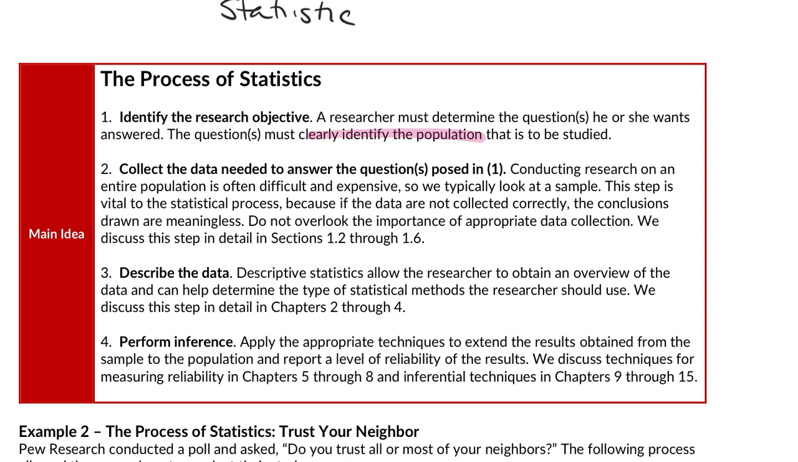Number 2, we're going to actually collect the data needed to answer the question posed in number 1. Conducting research on an entire population is often difficult and expensive, so we typically look at just a sample. This step is vital to the statistical process because if the data are not collected correctly, the conclusions drawn are meaningless. Do not overlook the importance of appropriate data collection, and we will discuss that later in this chapter 1. We're going to then describe the data using descriptive statistics. That's going to be all through chapters 2 and 4. Then we're going to perform inferences on the data to apply appropriate techniques to extend the results obtained from the sample to the population, and report a level of reliability.